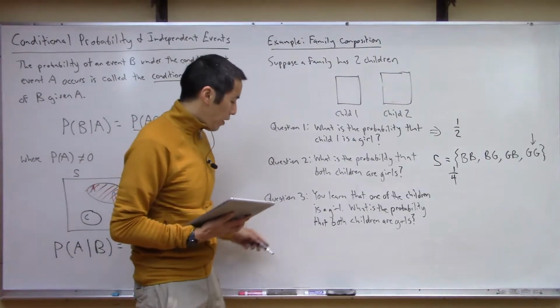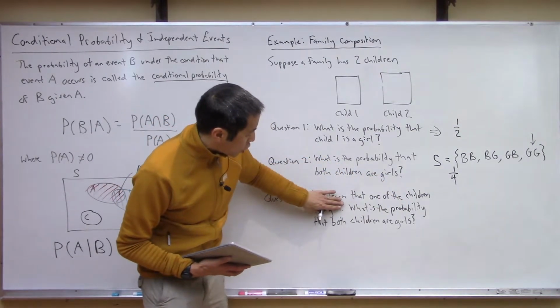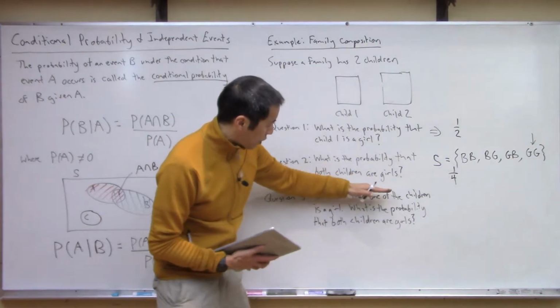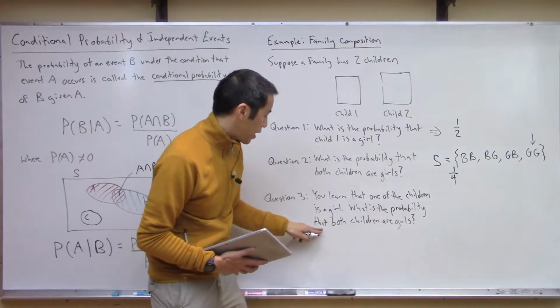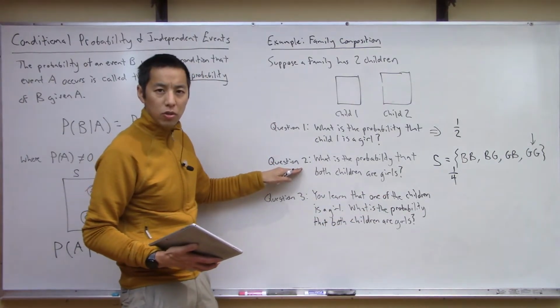This is question 3. Now, ignore the first part of the question. If you ignore the first part of the question, this is the same as question 2. Look at the second sentence of this problem. It says, what is the probability that both children are girls? That's exactly what we just did in question number 2.